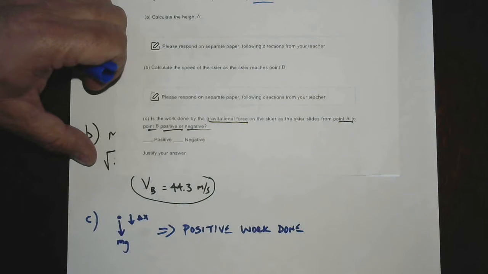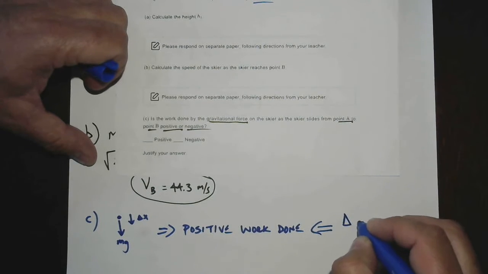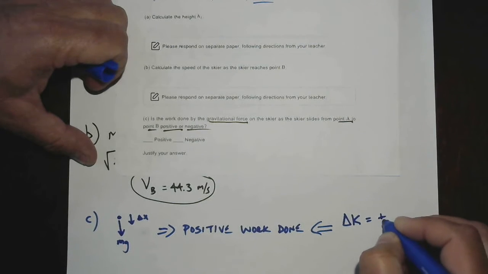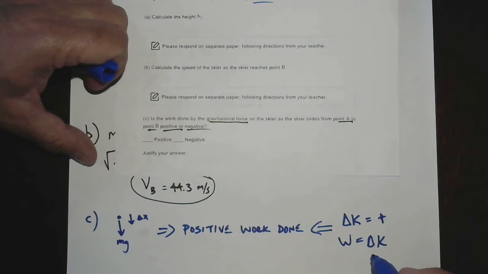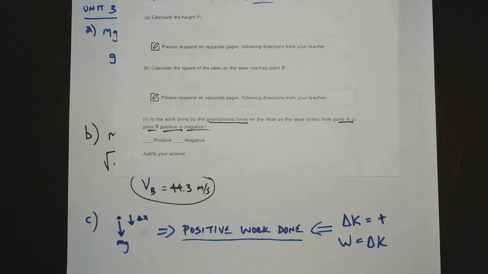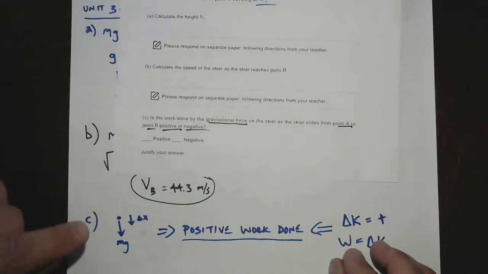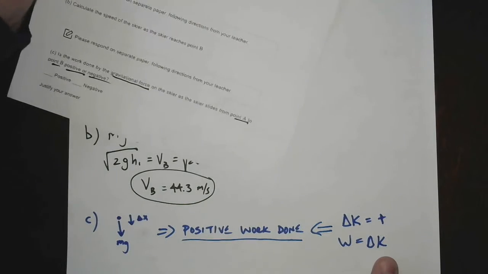The other way to argue that is from the other side, and to say that the change in kinetic energy is positive. Since work is equal to the change in kinetic energy, that's the work-energy theorem, and the kinetic energy of the skier increases from 0 to a positive number down at point B, we can infer that positive work is done. So either way you want to slice this, the answer to question C is positive, and the justification is either an alignment of force and displacement or the sign of the kinetic energy change.